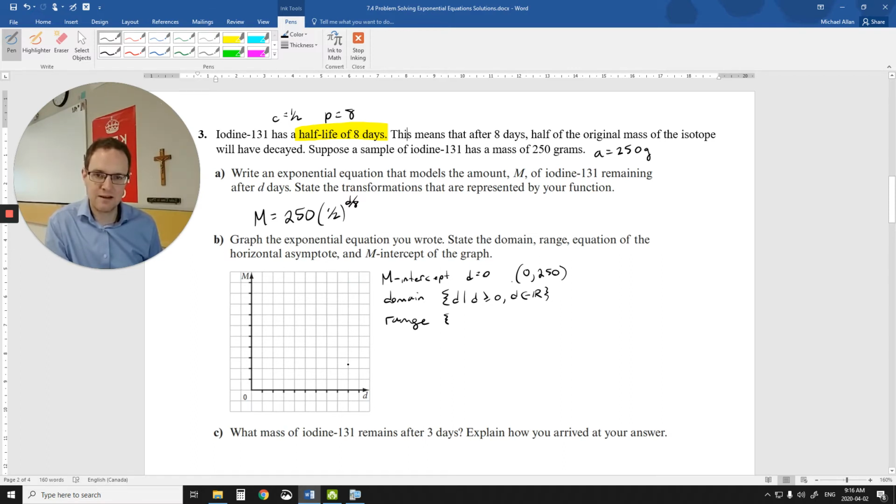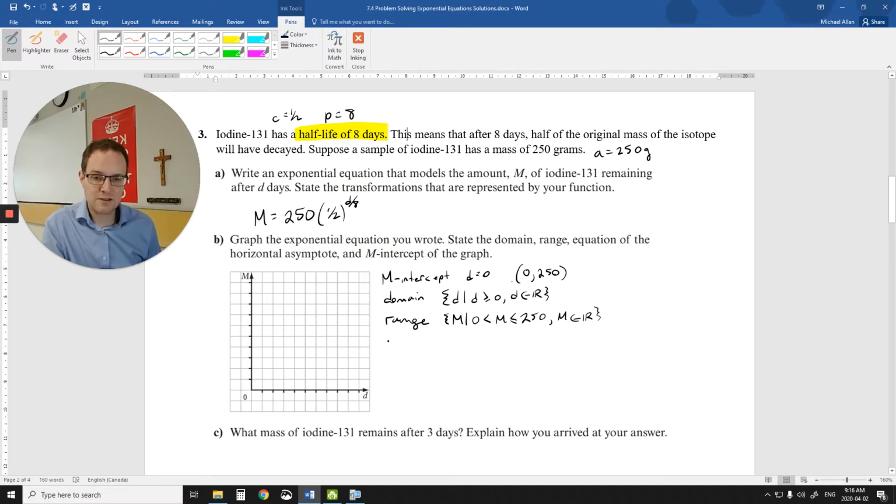Then my range is going to start at the max value, because it's a decay graph, because it's decaying by half, the C value is a half. So my range is going to be m such that it goes down to 0, and the highest it'll go is 250. I know that it can get to 250 because that's where it starts, but it's not actually going to get to 0, theoretically. It probably will get to 0 because it's an actual thing.